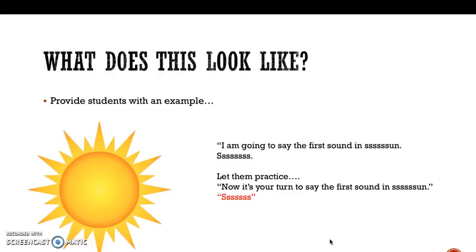So what does this look like? We're going to provide students with an example. For example, the sun. And you're going to say, I'm going to say the first sound in sun. S. Then you give your students a chance to practice and say, now it's your turn to say the first sound in sun. And then they would respond with S.